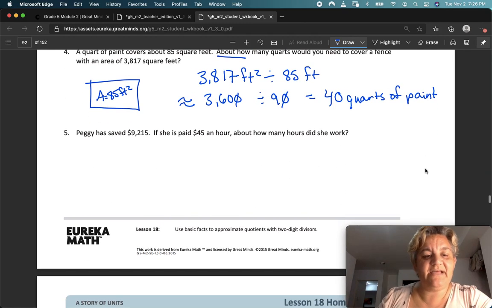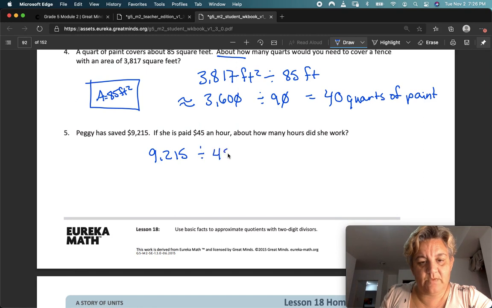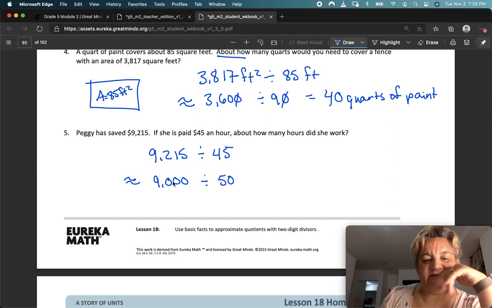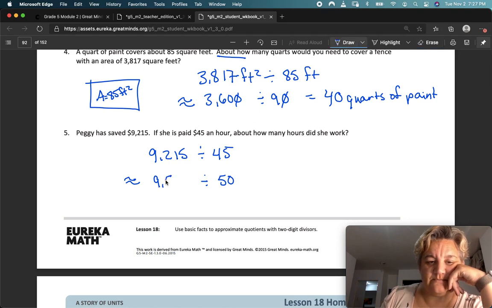Number 5, Peggy has saved $9,215. If she is paid $45 an hour, about how many hours did she work? Okay, we're going to use an estimate. And let's see. Is that what I want to do? 5 doesn't go into 9 very easily, does it? It's not pretty anyway. 5 could go into 90, but let's stick with what we've got here. Let's just go up. No, let's go down.